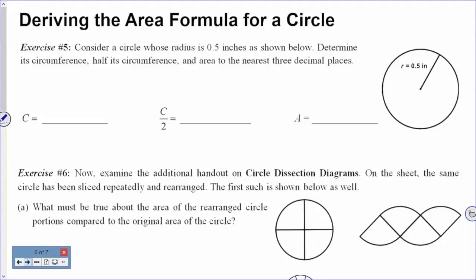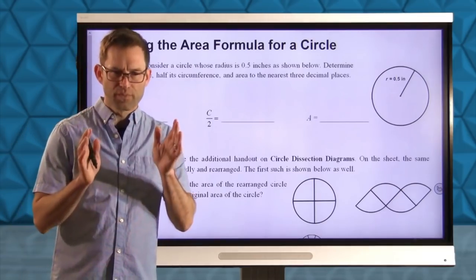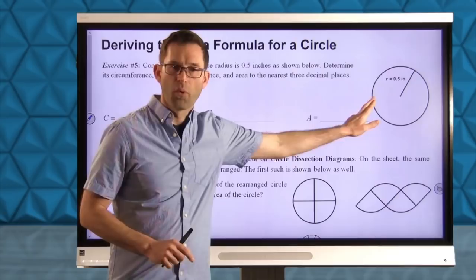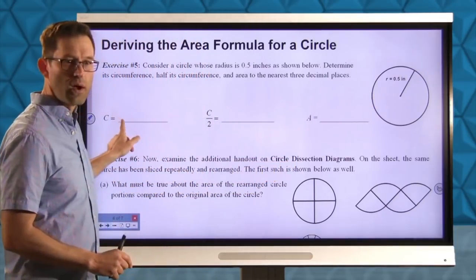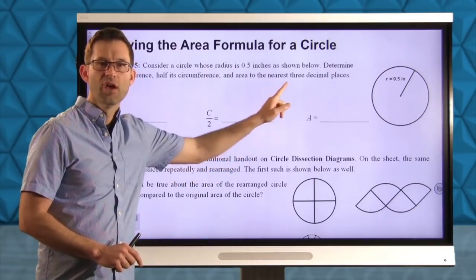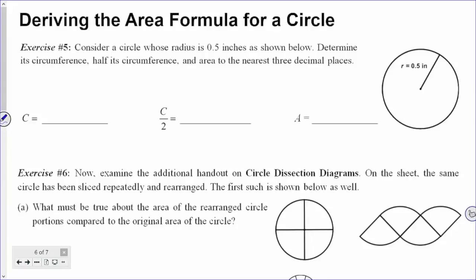Exercise number 5. Consider a circle whose radius is 0.5 inches as shown below. Determine its circumference, half its circumference, and area to the nearest 3 decimal places. So go ahead, figure out for this circle whose radius is 0.5 inches, what its circumference is, what half of its circumference is, and what its area is to 3 decimal places. Go ahead and pause the video now and do that.